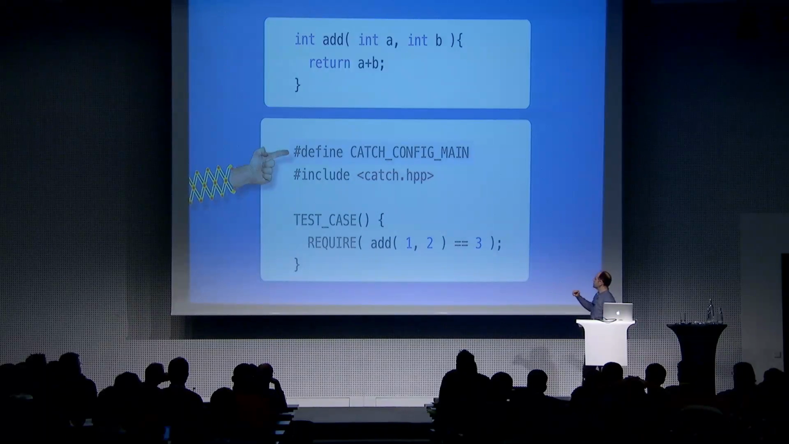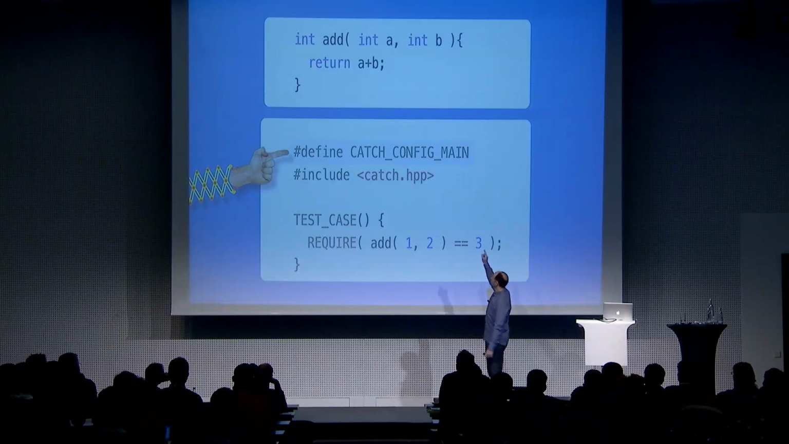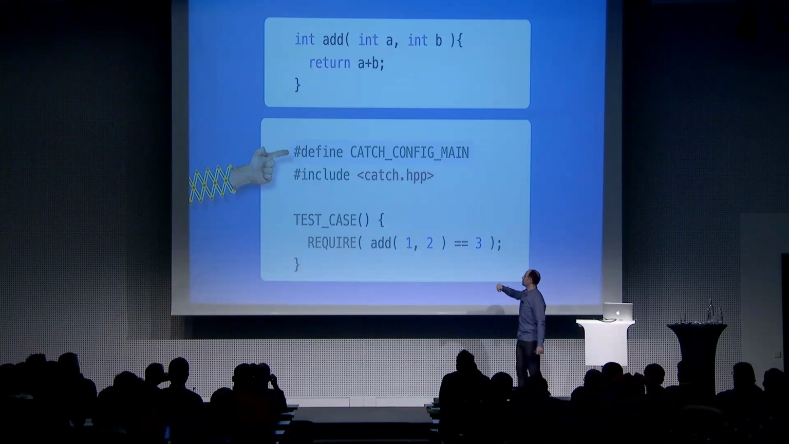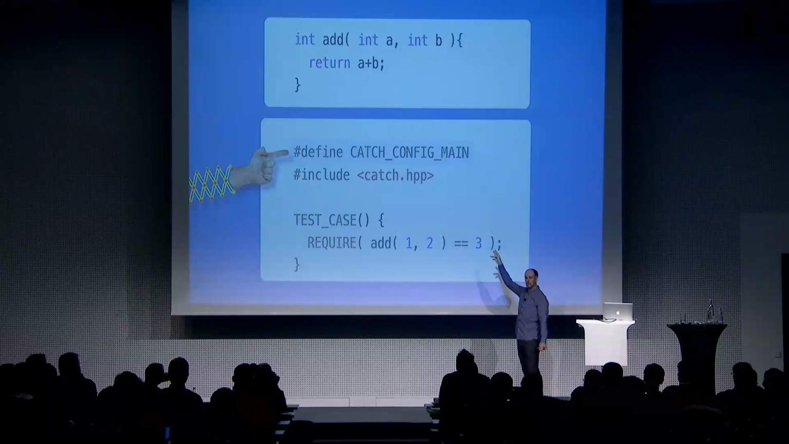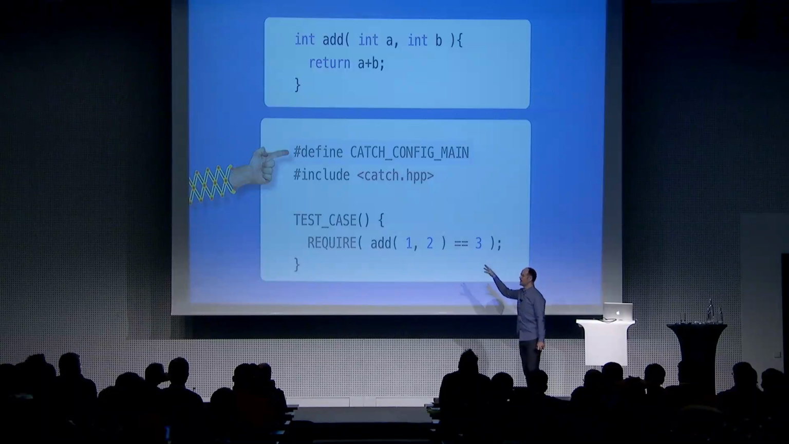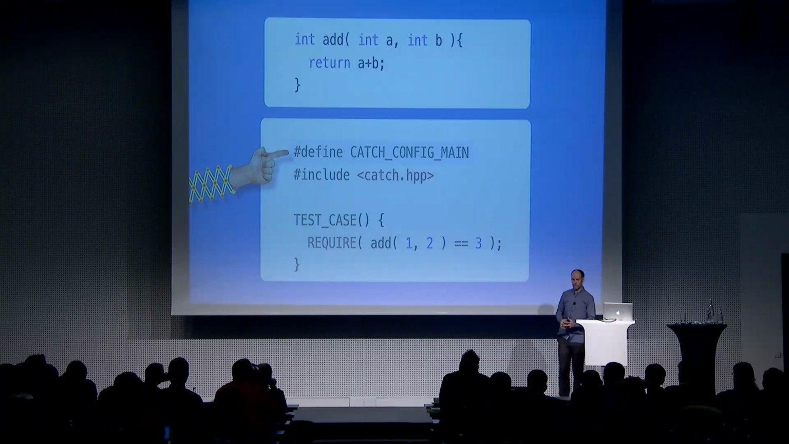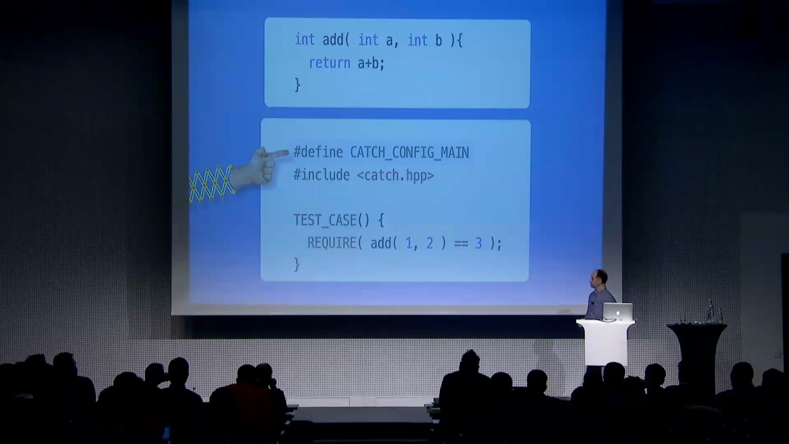One more thing I forgot to mention. In exactly one source file, you do need to write this #define before you include Catch. The reason is this will tell Catch to generate a version of main that will call your test cases. You can provide your own main and call into Catch that way, use a different define, but usually you'll do this. Just do it in one source file, and that's the only extra line over the assert example.